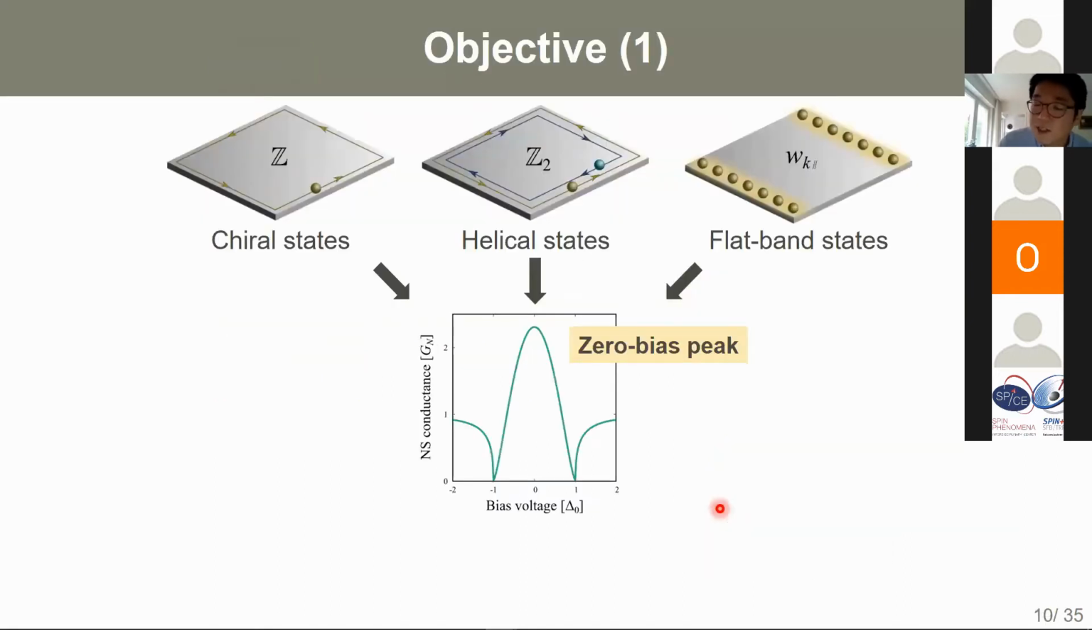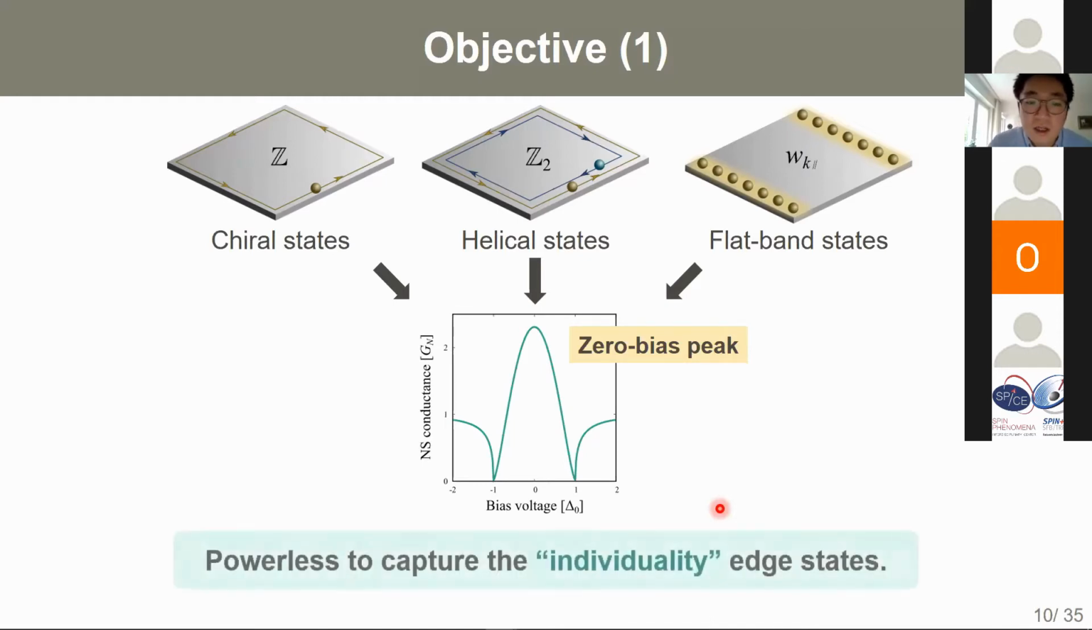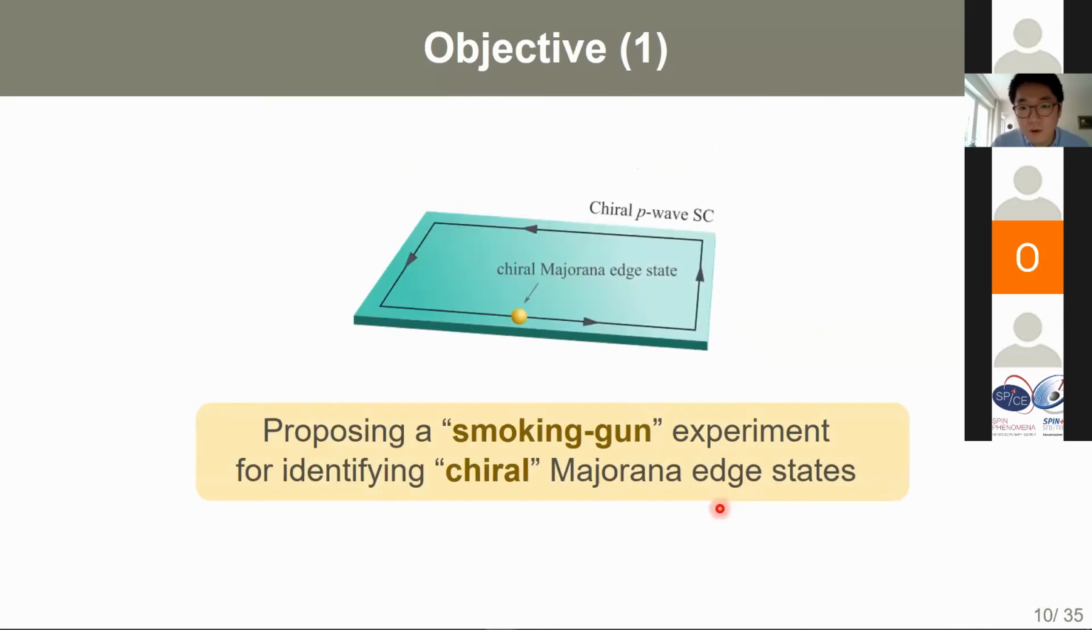So as I said, tunneling spectroscopy is a very powerful method for proving the existence of edge states. However, actually, any type of edge state can cause the inner-gap enhancement in the conductance spectrum. So in this sense, conventional tunneling spectroscopy is, how to say, powerless to capture the nature, the individuality of edge states. However, I suppose that to bring the physics of topological superconductivity to the next stage, we have to catch the individuality of edge states from some experiments. So in this work, we focus on the primary example of a topological superconductor, that is, a chiral p-wave superconductor, and propose a smoking gun experiment for identifying the chiral nature of the Majorana edge states.